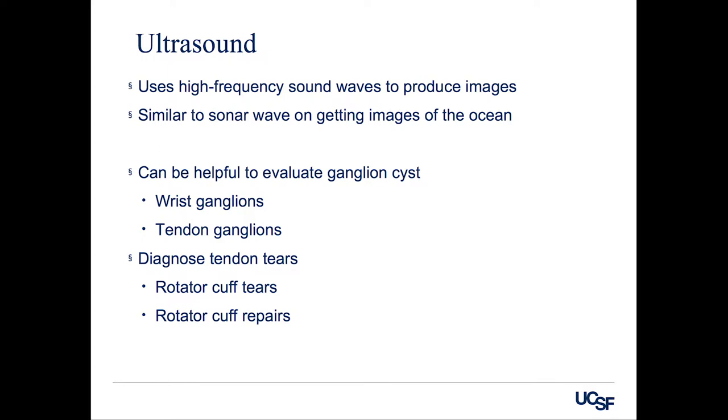All right, and then moving on from x-rays, you have ultrasound as a way of detection. So these use ultra high frequency sound waves to produce imaging. They're kind of like a sonar wave when you try to find treasure at the bottom of the ocean. What you can do is use them to evaluate cysts, like ganglion cysts in the wrist. Okay, those are very classically evaluated. It's very easy to see fluid from the ultrasound. Okay, so tendon ganglions also.